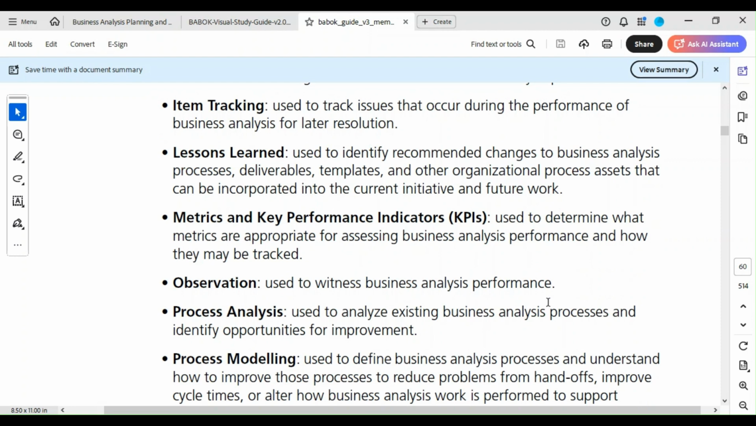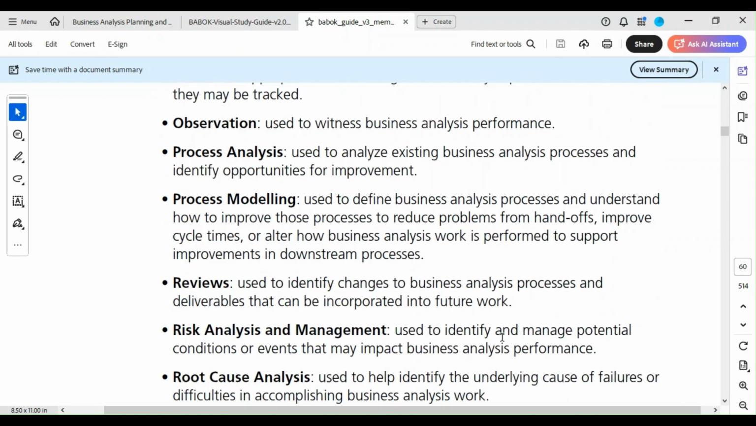Metrics and key performance indicators, used to determine what metrics are appropriate for assessing business analysis performance and how they may be tracked. Observation, used to witness business analysis performance. Process analysis, used to analyze existing business analysis processes and identify opportunities for improvement. Process modeling, you use it to identify. Remember, we are still on the guidelines and tools. We've looked at the guideline, we are looking at the tools now.